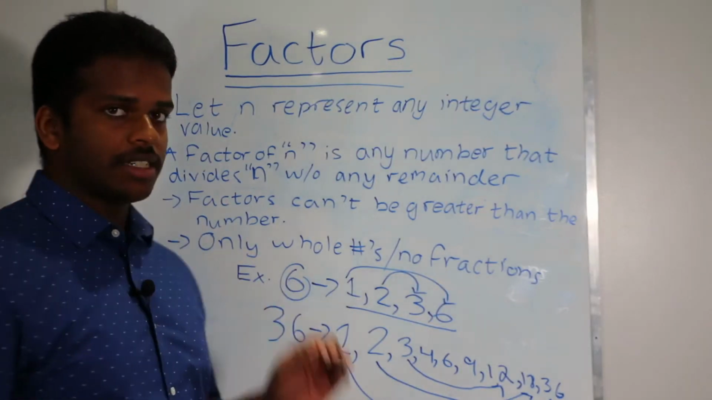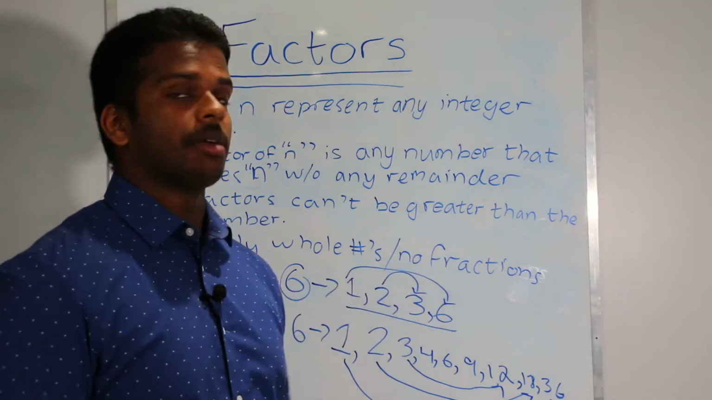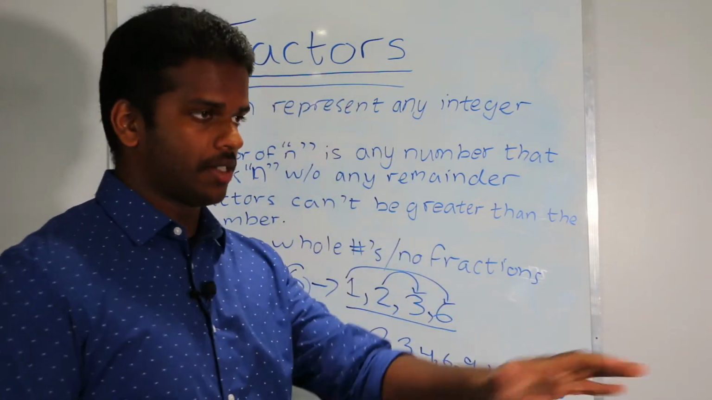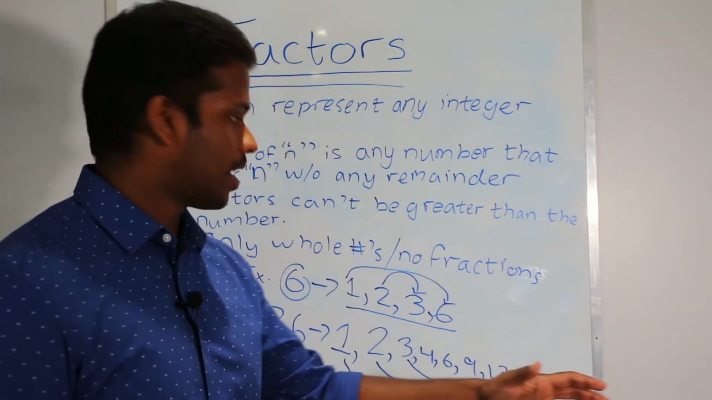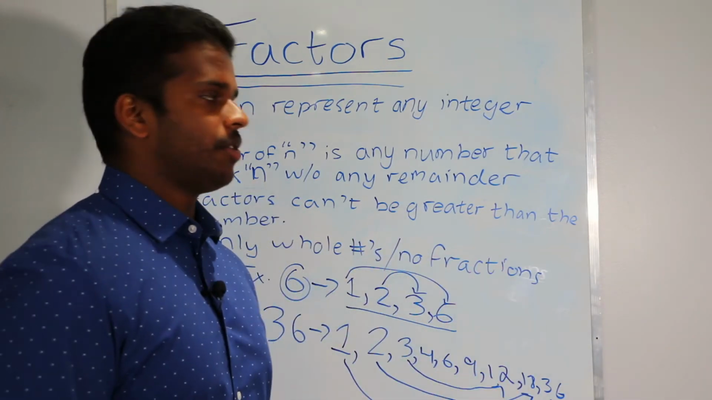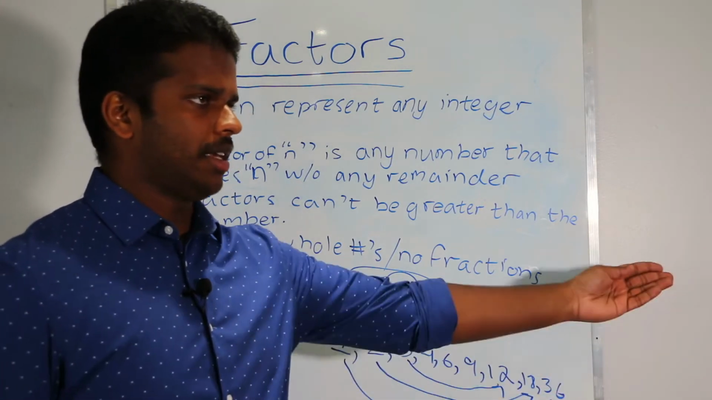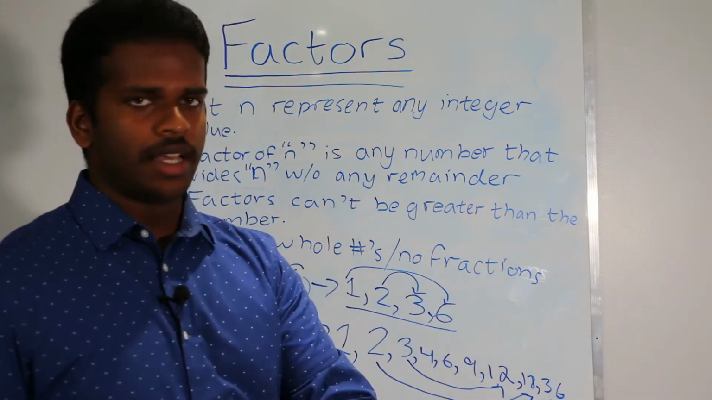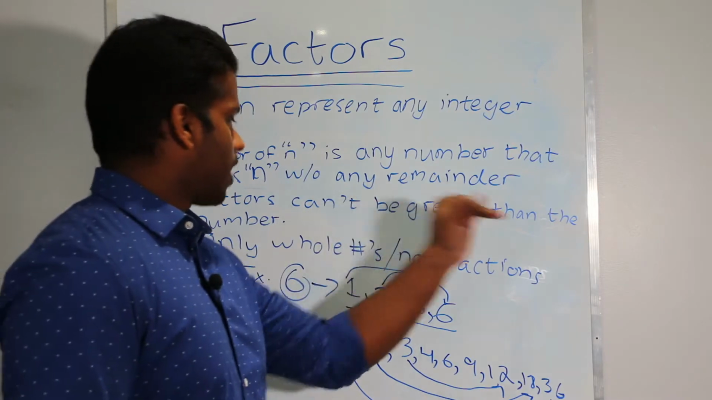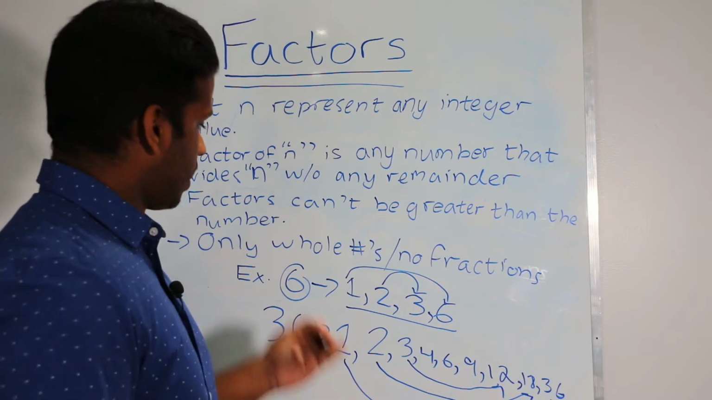When we're dealing with factors, factors have to be whole numbers, not fractions. I'm talking about the actual factors themselves. We need factors when we're dealing with certain topics in fractions, but factors themselves are not fractions. You'll know what I mean when I show you examples. Factors can be negative or positive numbers, but they have to be whole numbers. And factors can't be greater than the number you're looking at. I'll show you an example right now.